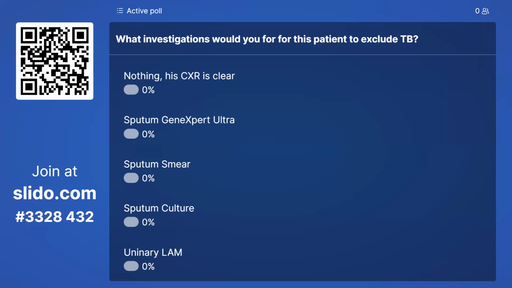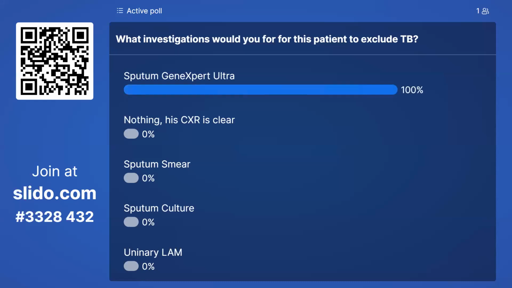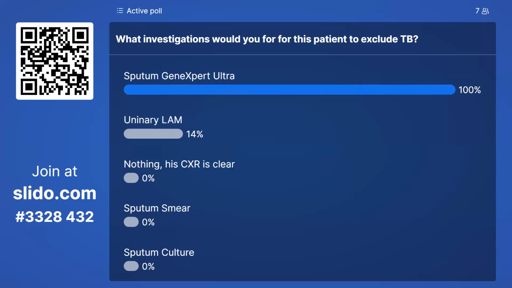So what are you going to do to exclude TB? Again, have a look at the QR code or log in on Slido using the code. And what are your choices? Are you going to do nothing? Because let's face it, that chest X-ray looks plus or minus normal. It's as good as we're going to get. Are we going to do a urinary LAM? Are we going to do a smear or a culture?